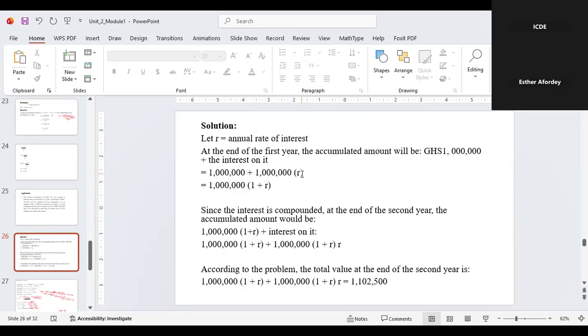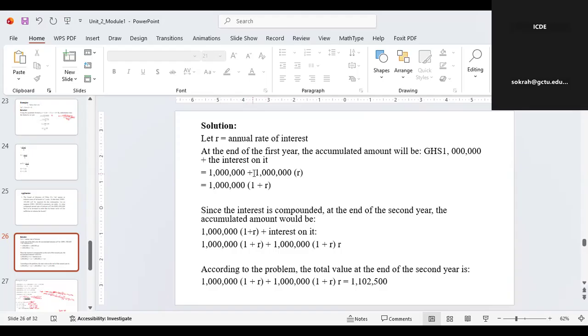Thank you. Now, if you are solving simple interest, you say the simple interest is equal to principal times time times the rate. When you get the interest, you add it to the capital. So it is the capital I have kept here, that is the 1 million. Now I'm going to calculate the simple interest on it and then add it to the capital.